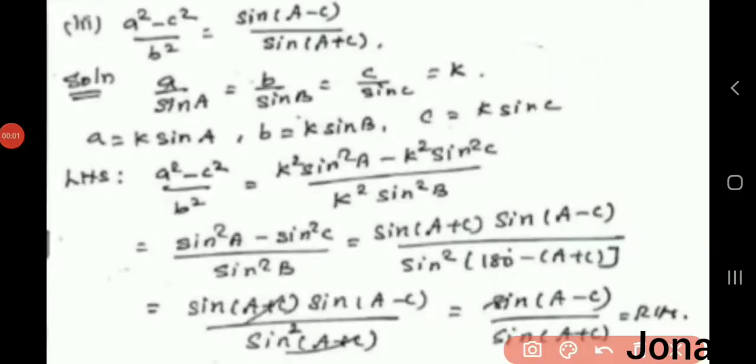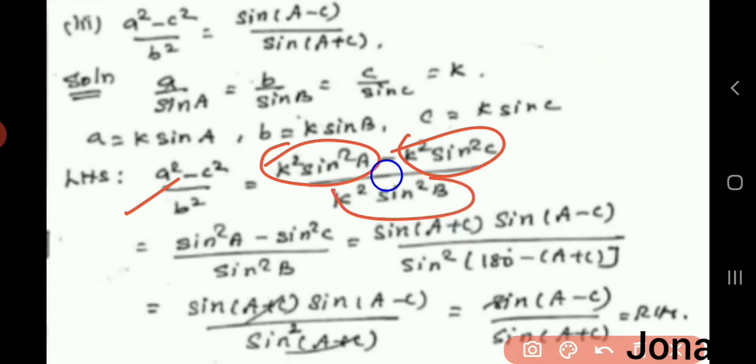Next problem, a square minus c square by b square equals sin of a minus c divided by sin of a plus c. Here we have the sine formula, a by sin a equals b by sin b equals c by sin c equals k. So after cross multiplying we get a equals k sin a, b equals k sin b, c equals k sin c.